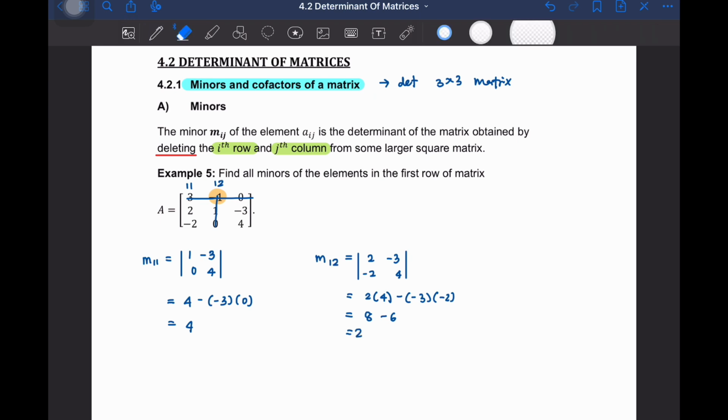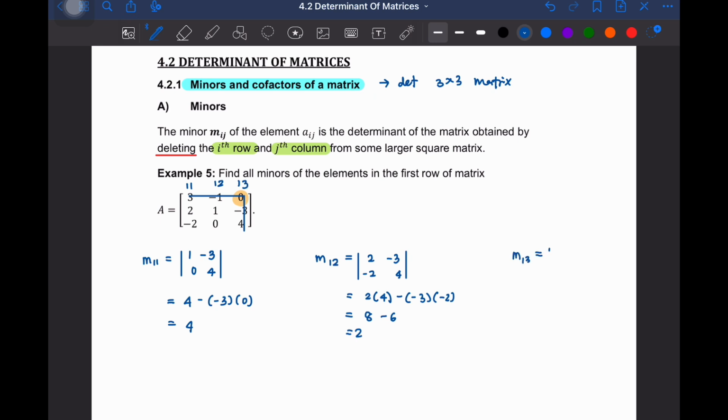Okay, and then moving on to the last one. So the last element that we have is we want to find for this 0. Okay, so we just delete this row and this column, and then this is located at the first row, third column. So we write M13.